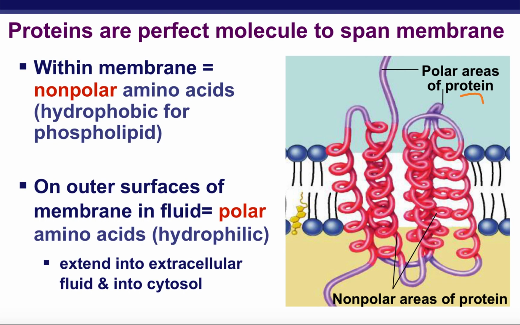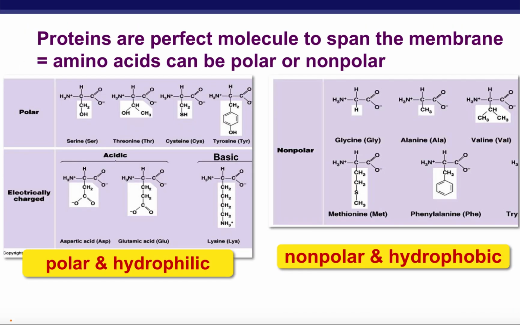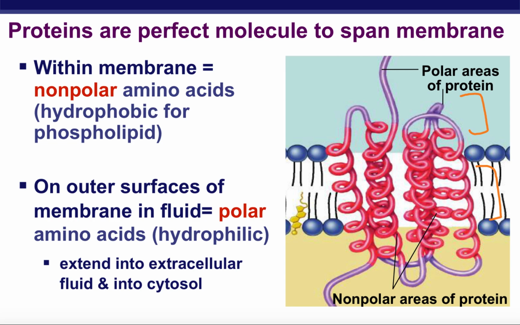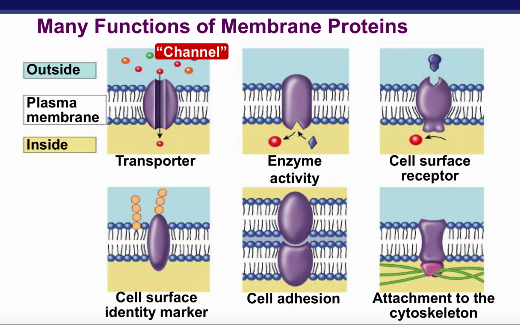So we have polar regions and nonpolar regions, which allow this protein, what's known as an integral protein, the ones that go all the way through, the ones that are integrated, to go through the membrane. All right? Peripheral proteins will have a lot more polar stuff than nonpolar because they're sitting just on the edges. They don't have to go through.